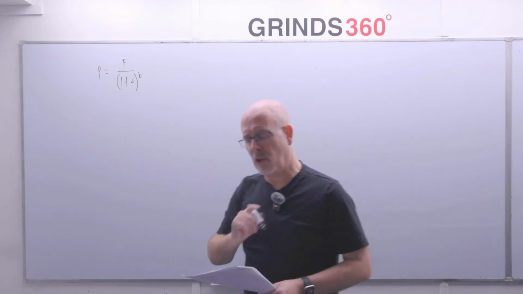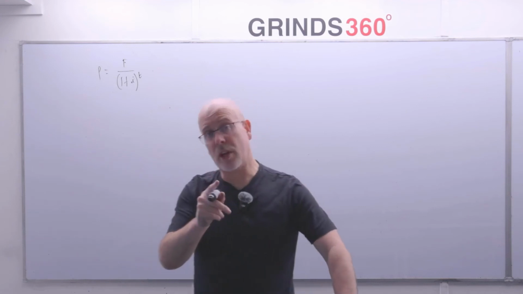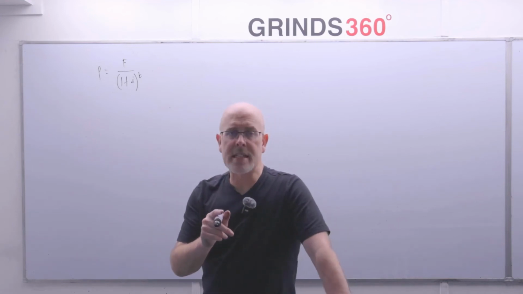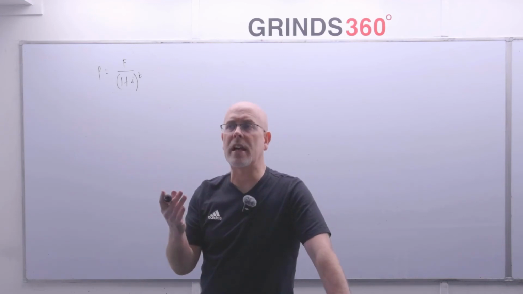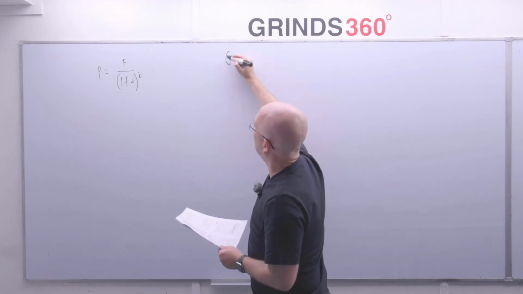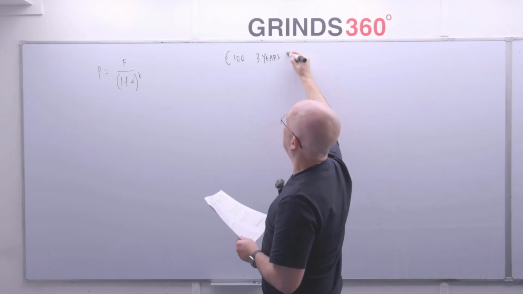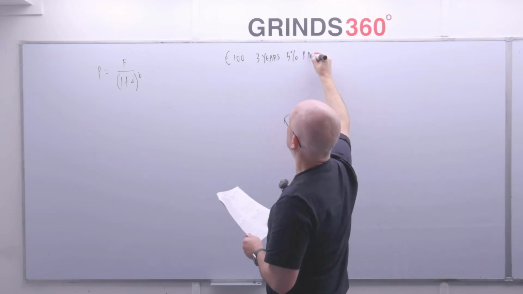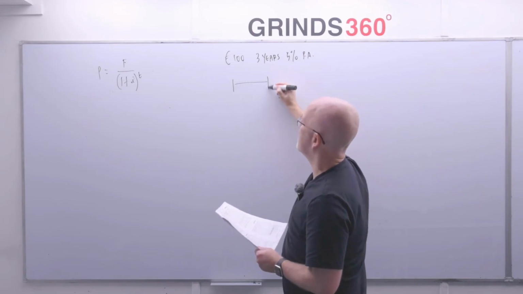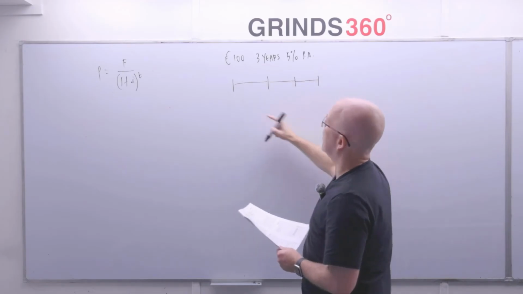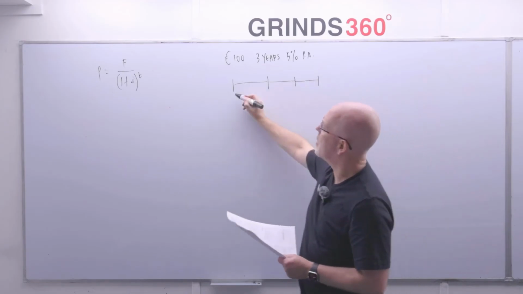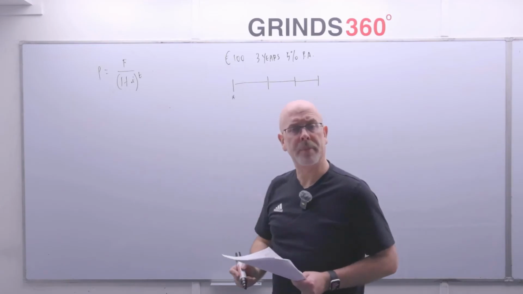Now, just before we have a look at this one here, suppose, for example, you took out a loan from your bank, and you said, right, I'm going to pay it back every year. I'm going to pay you €100, okay, every year for 3 years at 5% per annum, right? So let's say there's the 3 years there, right? There's year 1, year 2, and year 3. So here's the day you get your loan, okay?